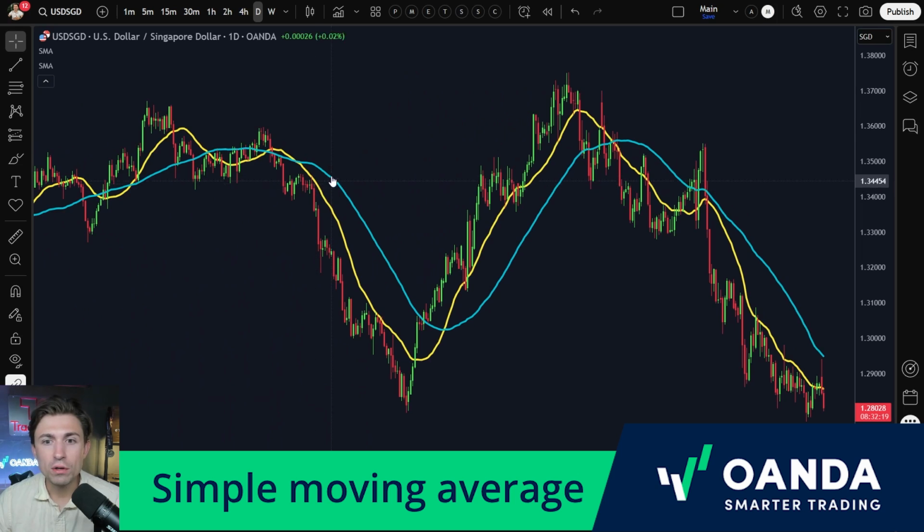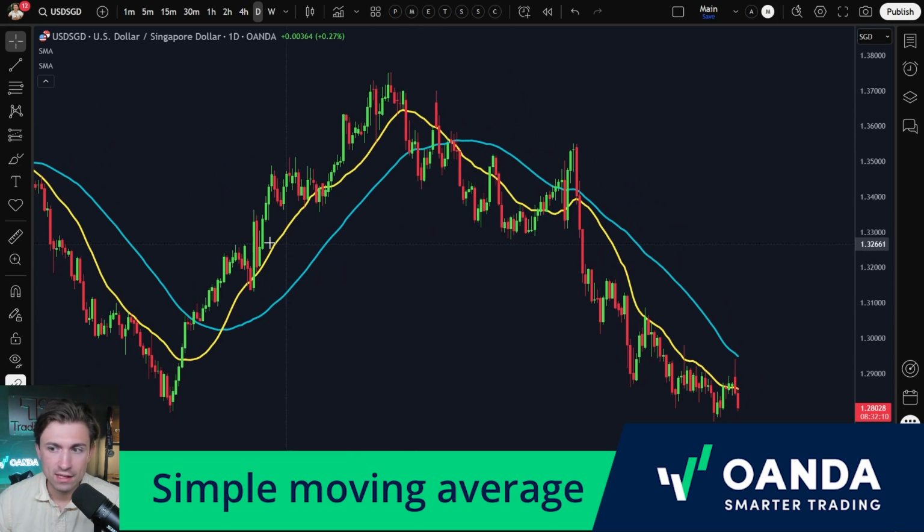Now you can see with this blue line, it's even more smooth than the 20 period moving average, as it's taking into account more data, more candlesticks. Now, there are pros and cons with each. Let's quickly go over them.